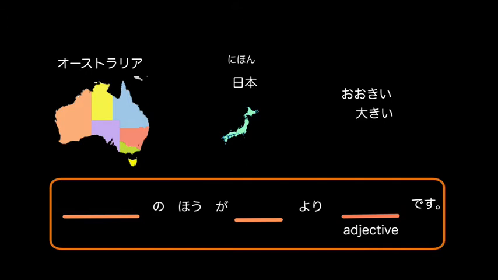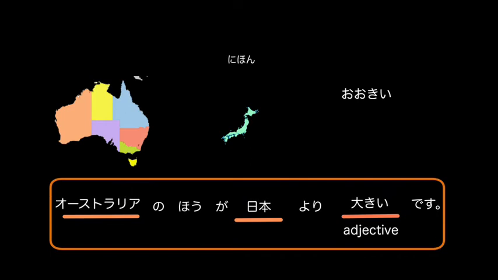So our sentence becomes Australia no hoga Nihon yori. Then we have our adjective, and in this case we're using the adjective for big, oki. And in polite terms we can end in desu, to say it is or they are. Our sentence then becomes Australia no hoga Nihon yori oki desu. Australia is larger than Japan.